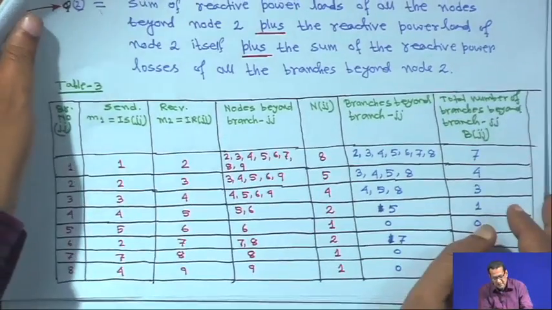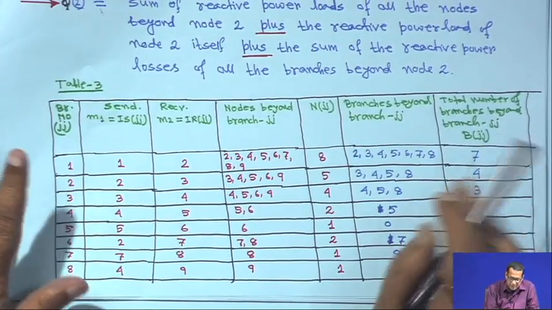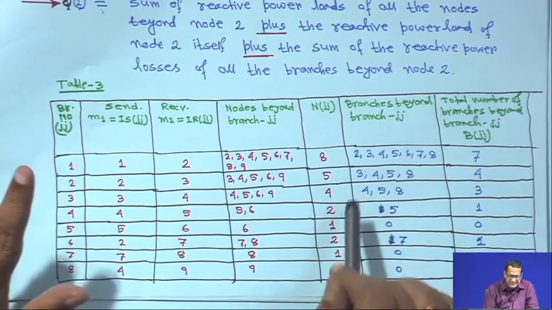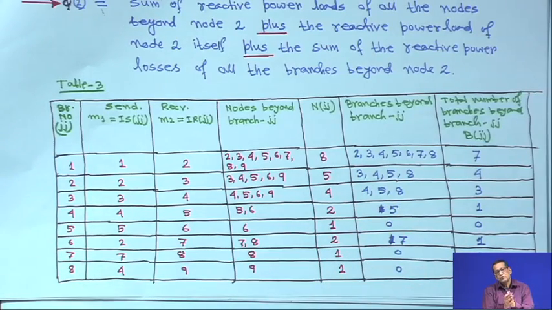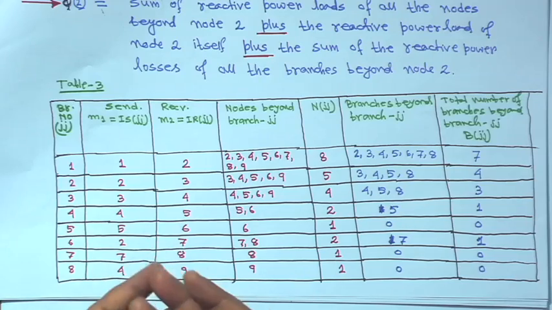Now, for load flow studies, we have to do it a little bit differently. In this case, we have seen how many nodes are there beyond each branch, right. Now, we have to find out how many branches are there also beyond each branch, and then our job will be simple.